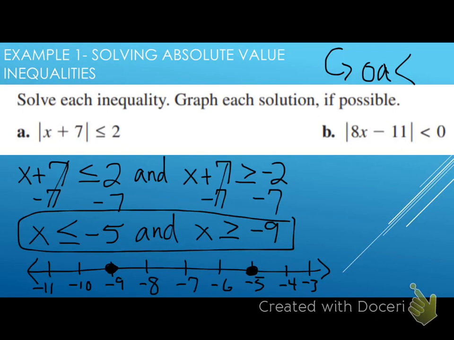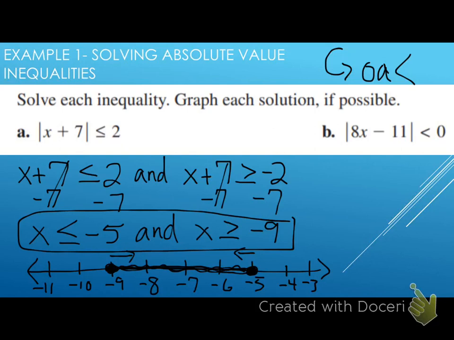X is less than or equal to negative 5. Would that be shaded to the left or right of negative 5? Left. X is greater than or equal to negative 9. Would that be to the left or right of negative 9? Right. So if this one's being shaded to the left, this one's being shaded to the right, where would the intersection of the two shaded regions be? The overlap? Where would the two shaded regions be the same? Between your two circles. So here's the graph of your solution.